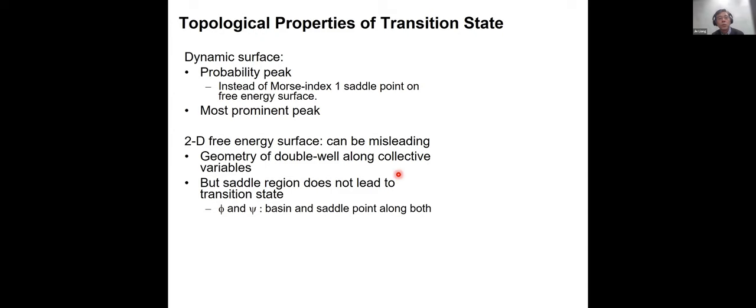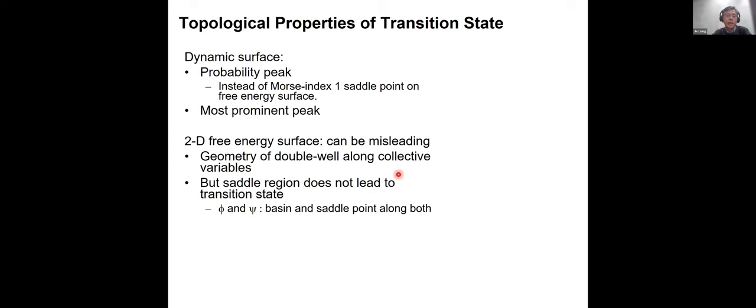So what we learned is that it's very important to look at the dynamic surfaces, where you can really characterize the topological structure, instead of looking at the free energy surfaces. Instead of looking at the Morse index one saddle point, you'll find this to be the most prominent peak.